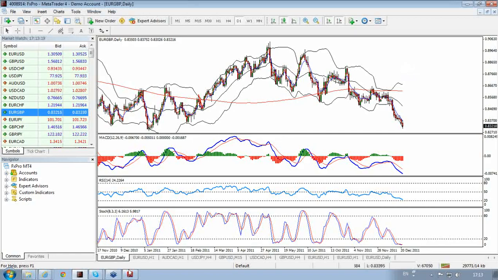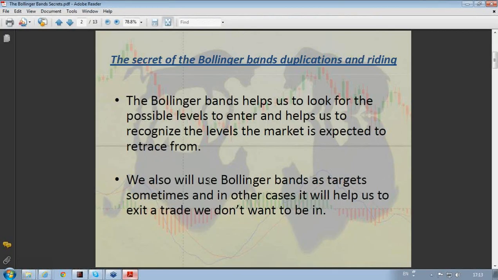Okay, so we have two secrets here: duplications area and riding. We will start with duplication, and then we will go to riding on the Bollinger Bands. We will learn these tools and how to use them.